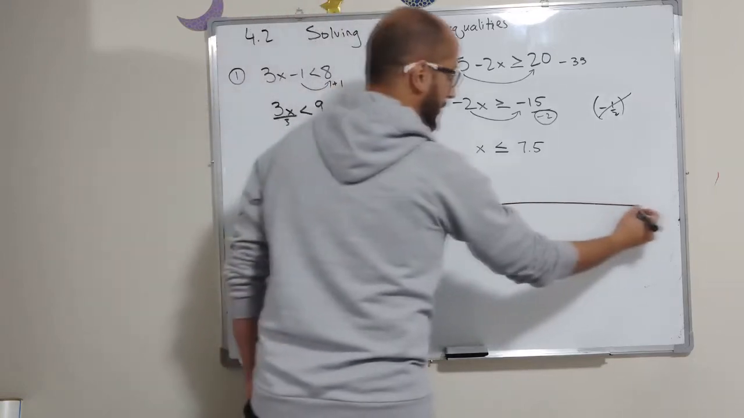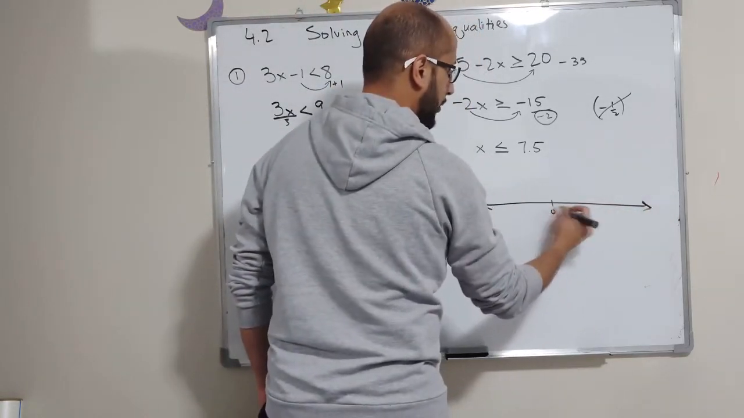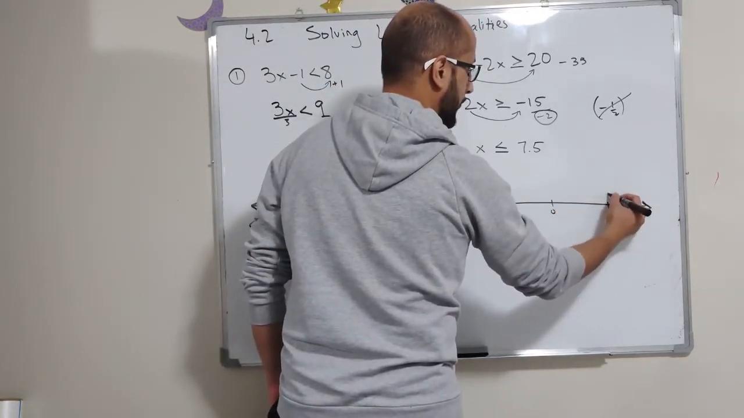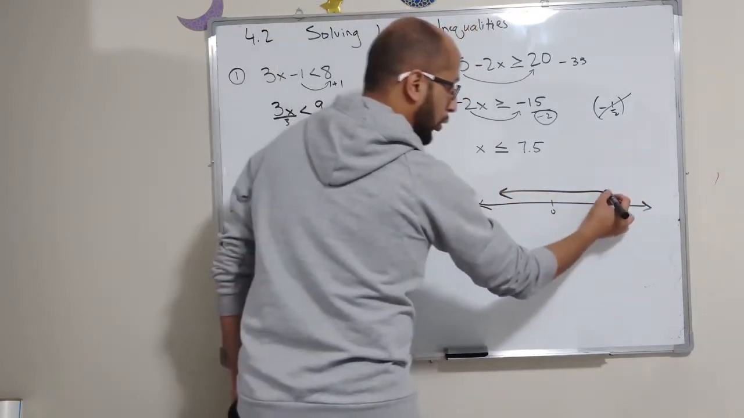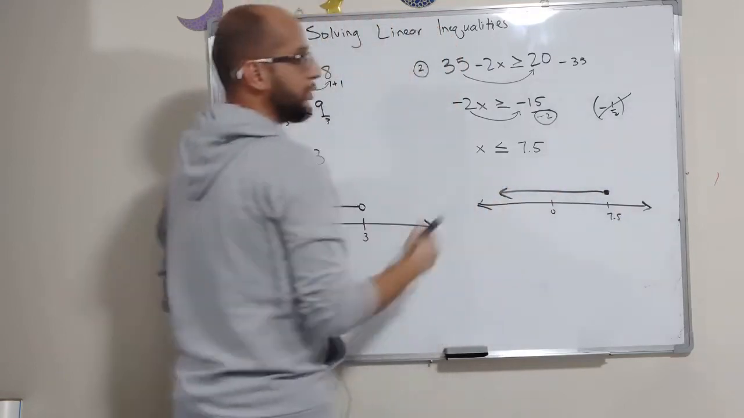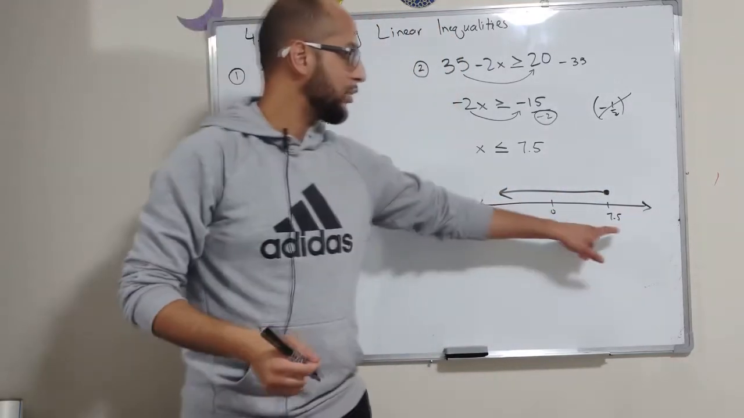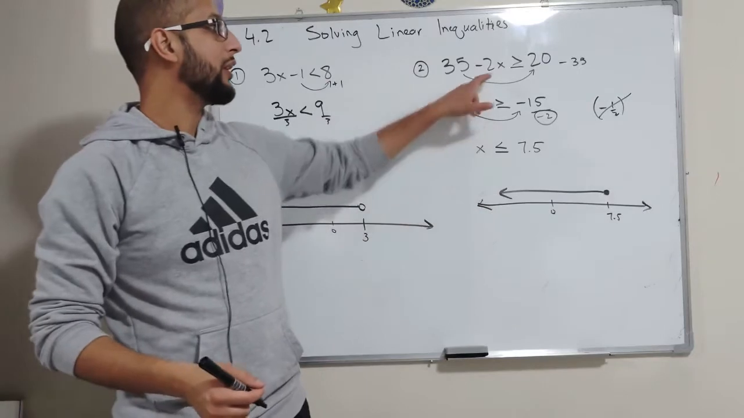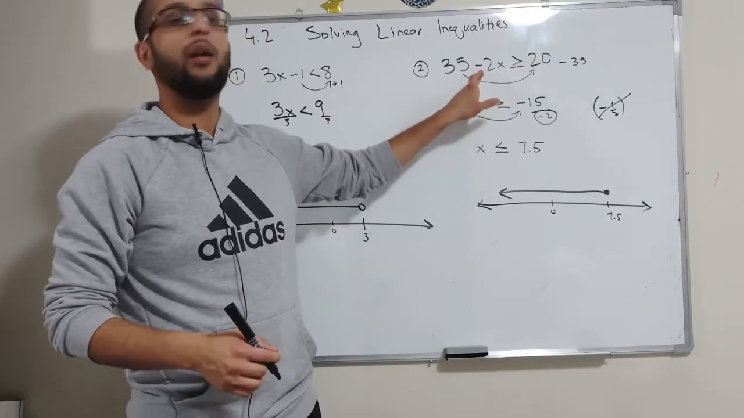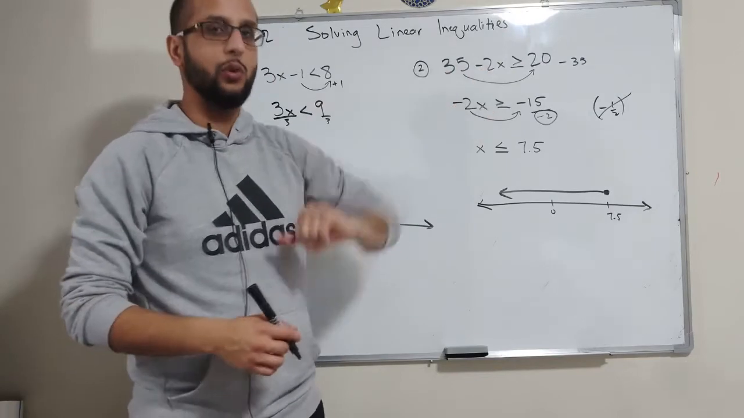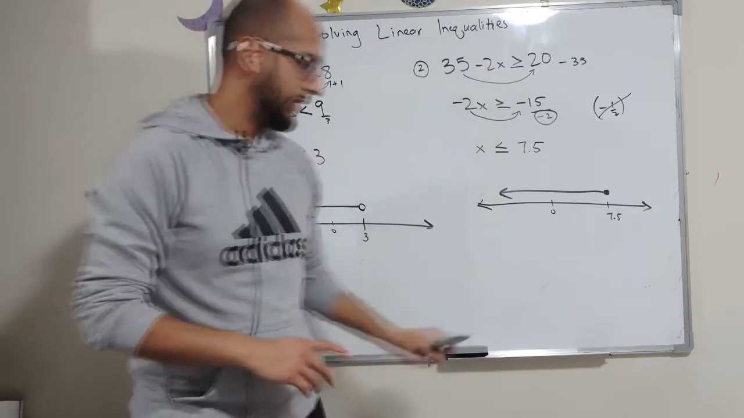What does that look like on a number line? Any number less than or equal to 7.5, and when it's equal to, you fill in the circle, will give you a value that is greater than or equal to 20. The reason for that is that number gets multiplied by negative 2. Let's do one more example, and then that's the lesson.